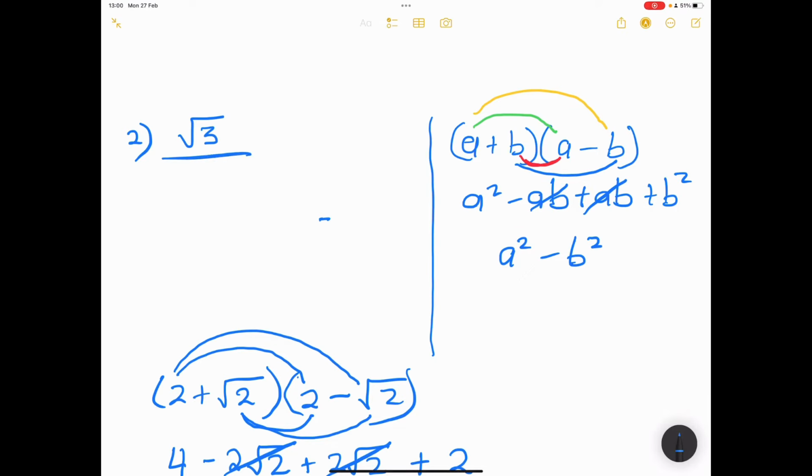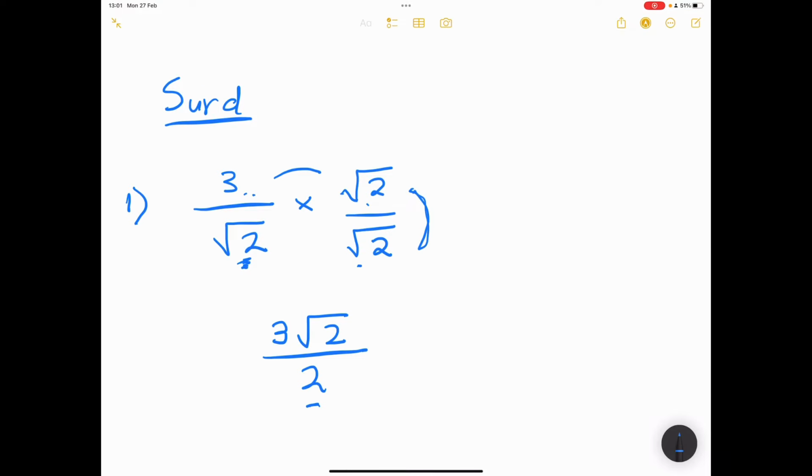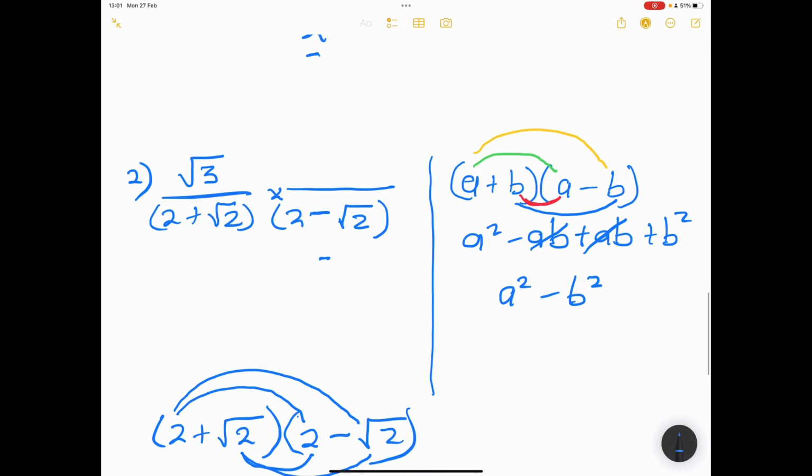So if I've got root 3 divided by 2 plus root 2, to rationalize the denominator, what I do is I multiply by the conjugate. And what is the conjugate? The same thing as my denominator with a different sign. Okay? But remember what I do at the top, I do at the bottom. Why? Remember, that's the same thing I did there, right? Because it's the same as multiplying by 1, and therefore it means that our expression does not change. Okay? So I'm going to multiply by the same at the top and at the bottom. So in this case, it's going to be 2 minus root 2.